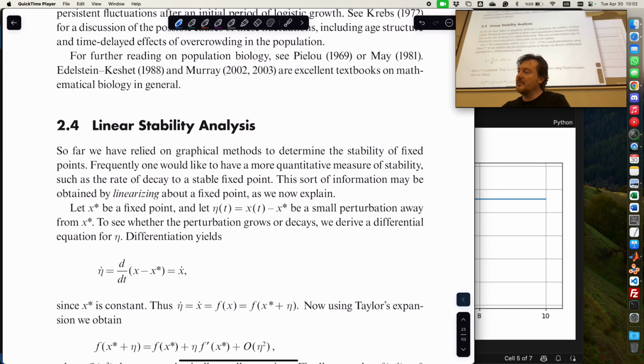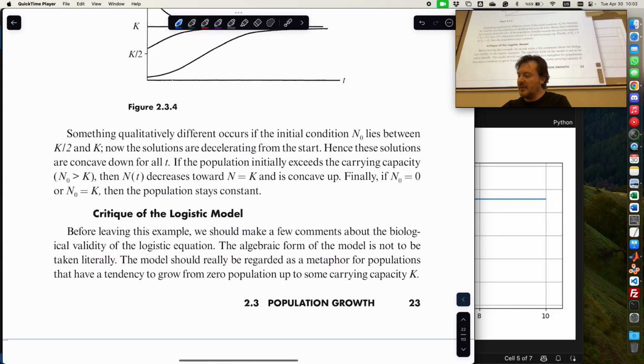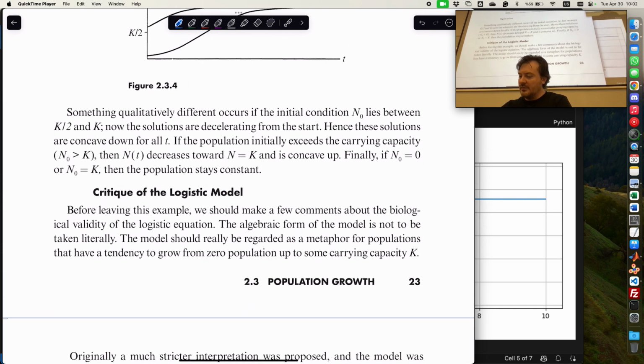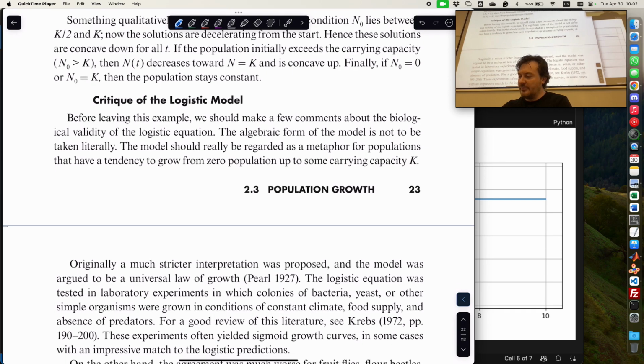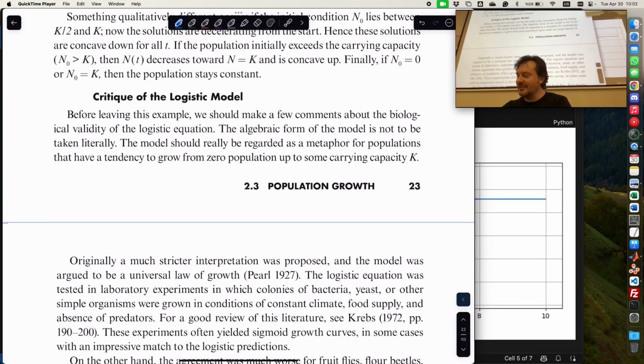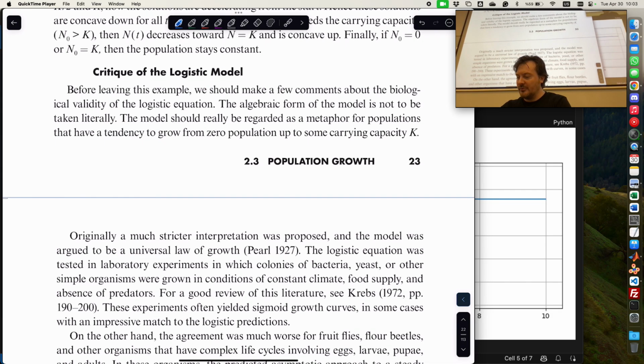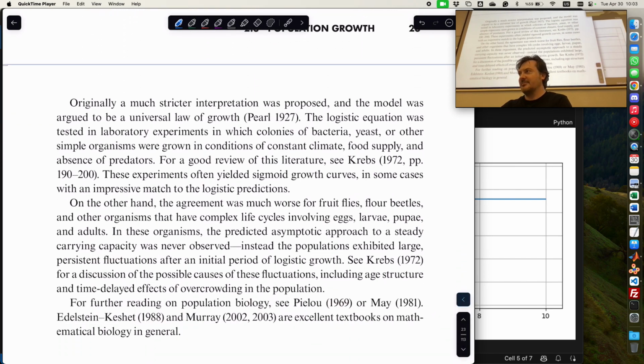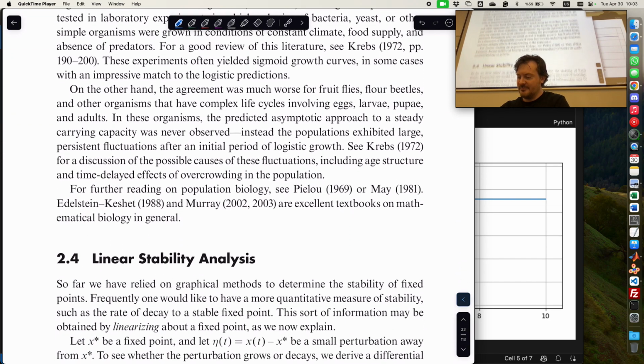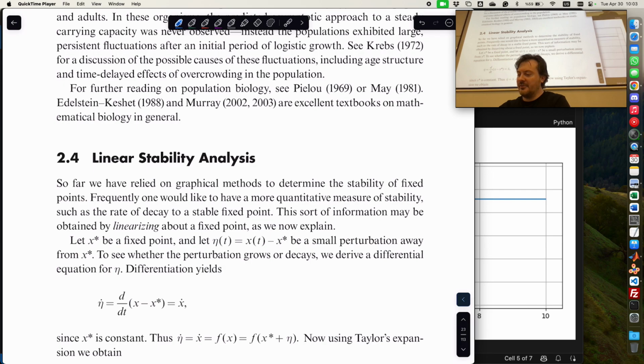All right. I have a question. Sure. How good is the logistic model? You can read this part, critique of the logistic model. Before leaving this, we should make a few comments about the biological validity. The algebraic form is not to be taken literally. The model should really be regarded as a metaphor. It answered your question. Alright. For further reading on population biology, go for these guys.